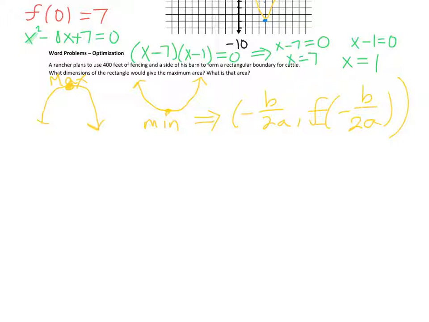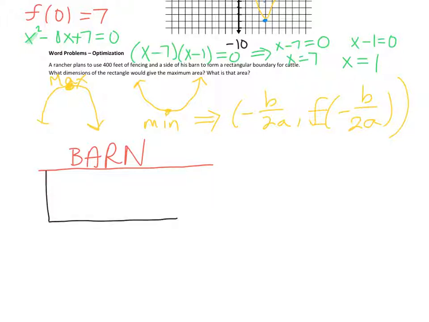So let's look at this first one. A rancher plans to use 400 feet of fencing and a side of his barn to form a rectangular boundary for cattle. What dimensions of the rectangle would give the maximum area? And what is that area? Woof, let's draw a picture. So he's going to use a side of his barn. So this will be the barn. And then 400 feet of fencing. So that barn will probably be one side of the rectangle, and then the 400 feet will be used for the rest. All right, and then we're going to have cows inside.